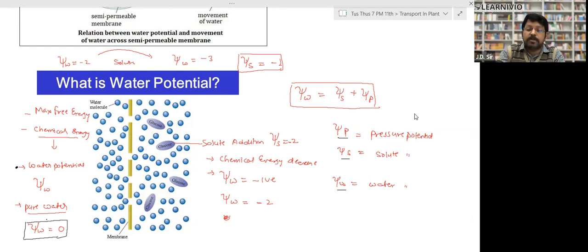Yusra, what is the water potential? The amount of free energy available to water is called water potential.